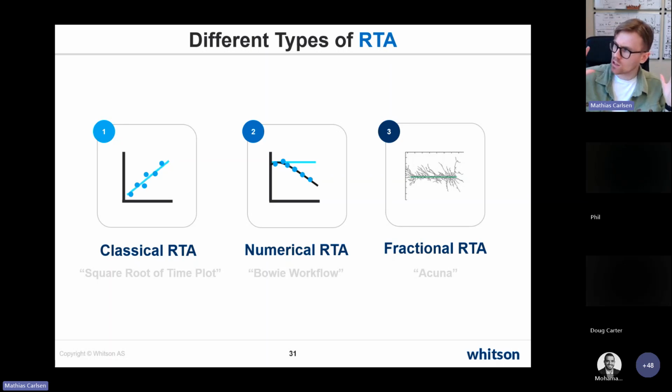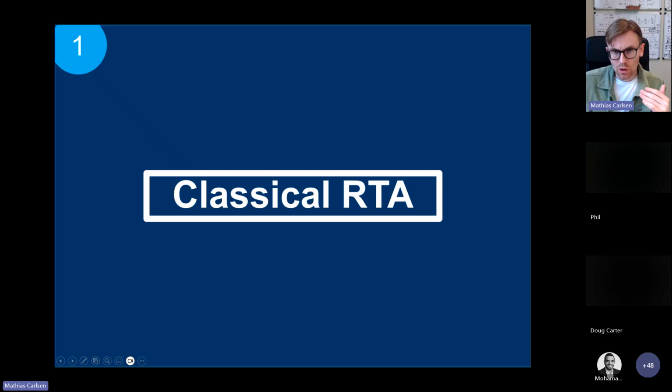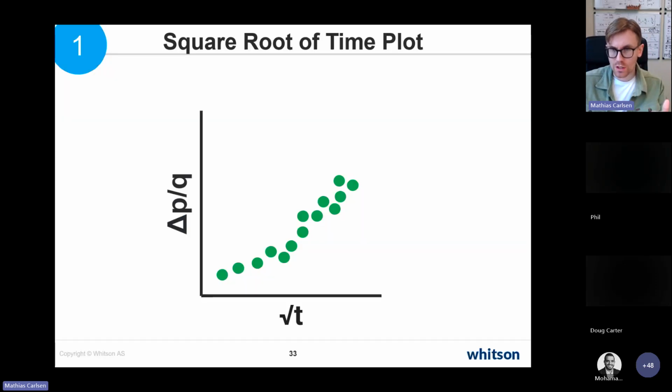And when we do the exercises, we're going to look at the data, look at these modules, and look at how the pieces are actually playing together in practice for real data. We start with classical RTA, where we use this plot called the square root of time plot. And just to focus on this, of course, this is a cartoon. It's not real data, it's just a cartoon of the square root of time plot.